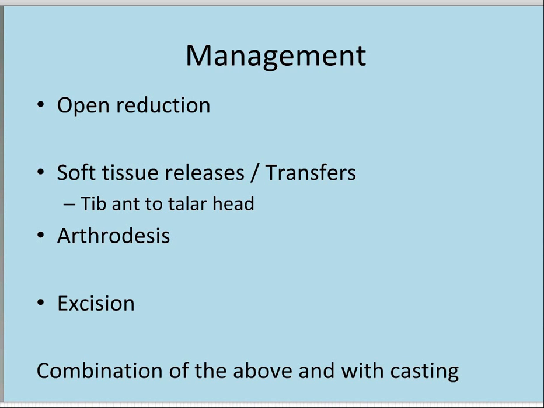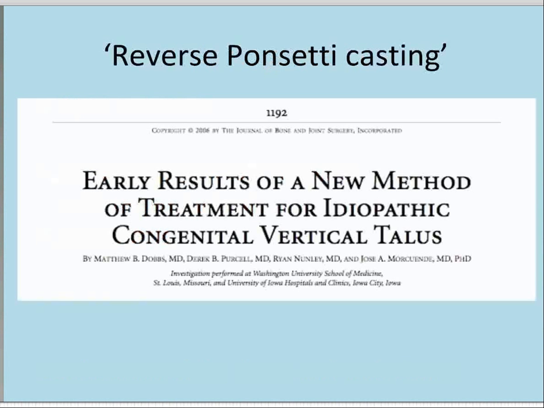Now, recently though, this is a JBJS article from 2006. It's been proposed that casting alone with some soft tissue procedures does just as well for congenital vertical taluses. So these are not looking at the ones that are neuromuscular or very, very rigid. The congenital ones or the idiopathic ones are what they're looking at.